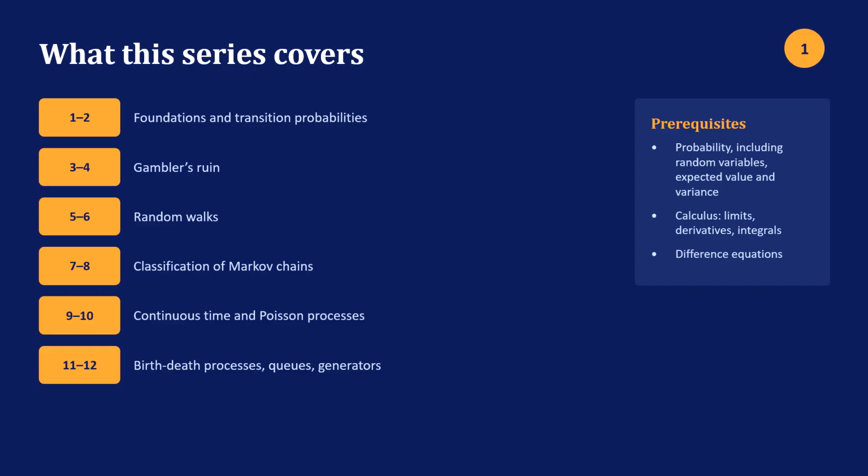I have a summary of the different parts of the series. We're doing part 1 right now, and there'll be a second part on foundations and transition probabilities. Then there's 2 lessons on Gambler's Ruin, 2 lessons on random walks, 2 lessons on the classification of Markov chains, 2 lessons on continuous time and Poisson processes, and then the final 2 lessons are on birth-death processes, queues, and generators.